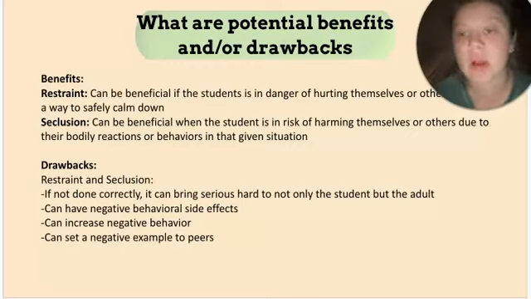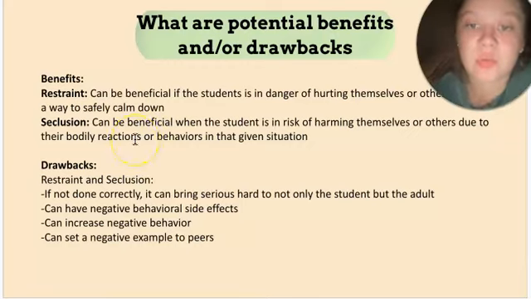However, there are a lot of drawbacks to restraint and seclusion. If it's not done correctly, it can bring serious harm to not only the student but the adult. It can have negative behavioral side effects after the situation is handled with restraint or seclusion. It can increase that negative behavior, and it can also set negative examples for the peers around them who are witnessing this seclusion and or restraint.